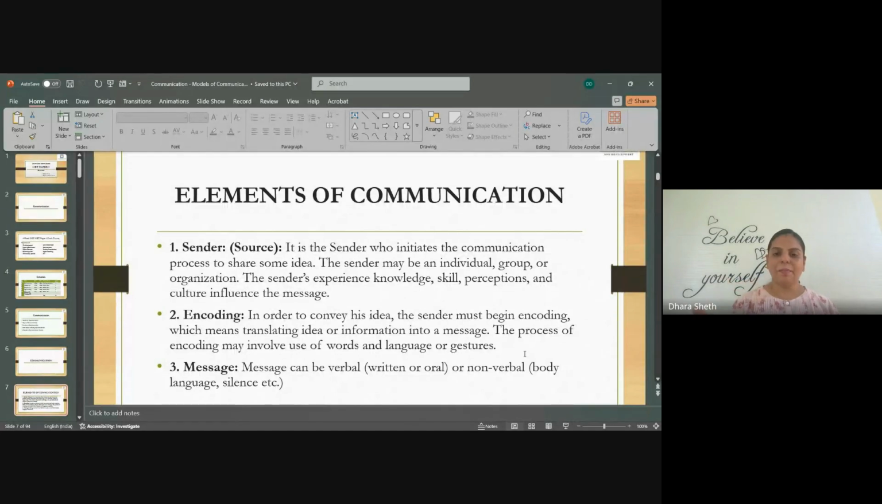I am the source of the message. I am sharing an idea here. Next is encoding. Whatever idea I have in my mind, I am encoding it in the form of a sentence.